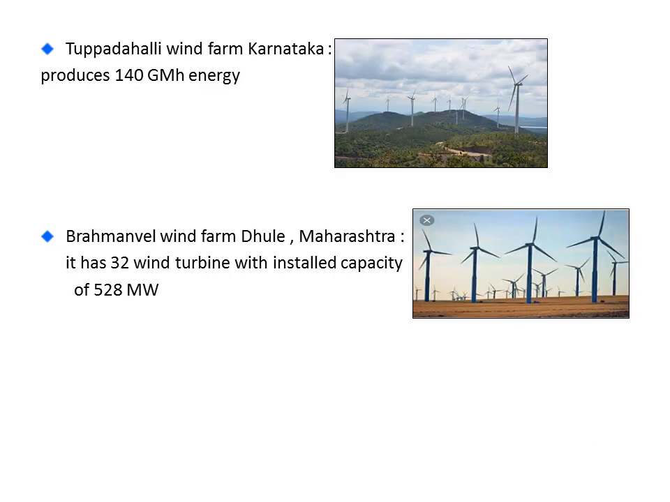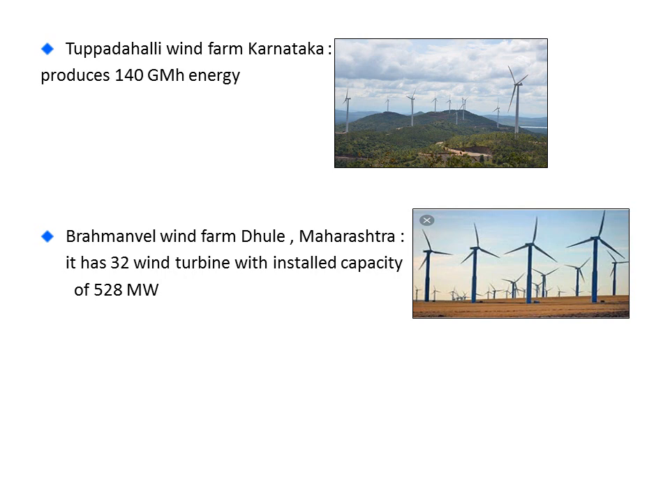The next one is Tupadhali Wind Farm, Karnataka. The 56.1 megawatt power project produces 140 gigawatt hours of clean energy per annum. And the next one is Brahmanwel Wind Farm, Dhule, Maharashtra.